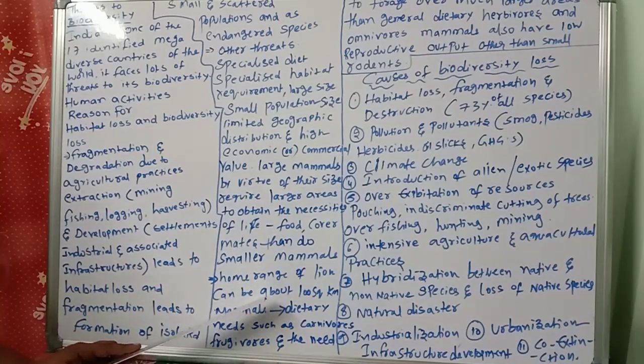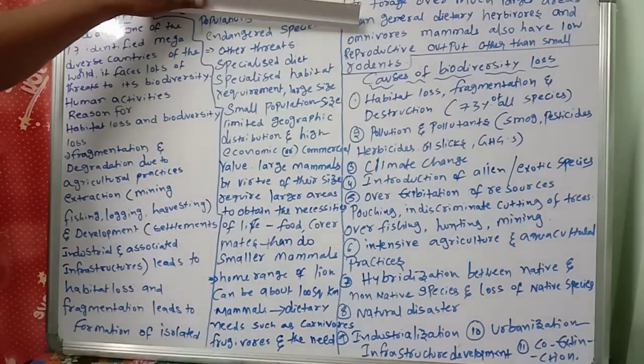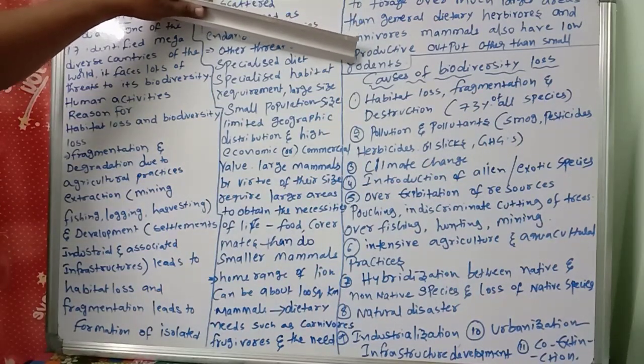Home range of lions can be about 1,100 square kilometers. Individual home range of a lion can be about 100 square kilometers. Remember this: mammals have specialized dietary needs, such as carnivores and frugivores. They need to forage over much larger areas than general dietary herbivores and omnivores. So mammals also have low reproductive output, other than small rodents.